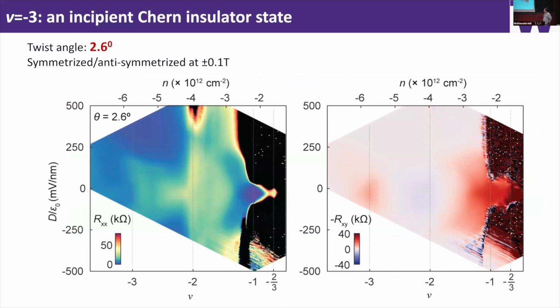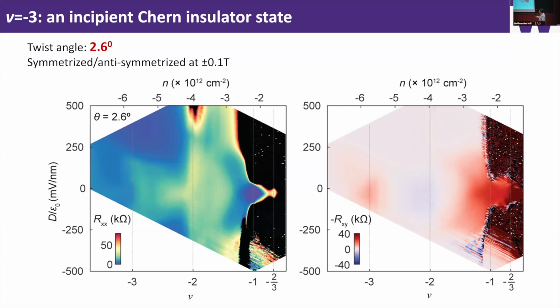And next, we'll look at the transport measurements. I want to see how they look. So now we perform the transport measurements of this twist angle at 2.6 degrees. The data I show you here is already symmetrized or antisymmetrized at 100 millitesla. On the left-hand side, at this point I hope you're already familiar with this data, it's a measurement of Rxx, with electric field on the vertical axis and filling factor on the horizontal axis. The right-hand side is the corresponding Rxy. So in this particular plot, there are a few features to highlight.